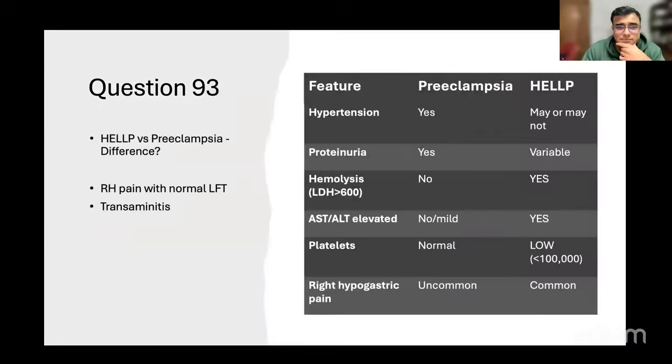Okay. So HELLP versus preeclampsia difference was asked. Right hypochondriac pain with normal LFT, or transaminitis. Transaminitis would have been the correct answer there, because in HELLP syndrome you will see low platelets and transaminitis. That is a defining feature, and some pain might also be present. But transaminitis with low platelets, elevated liver enzymes, is basically what HELLP syndrome is about. That is in the name only, right?